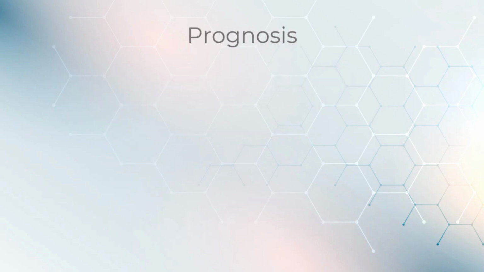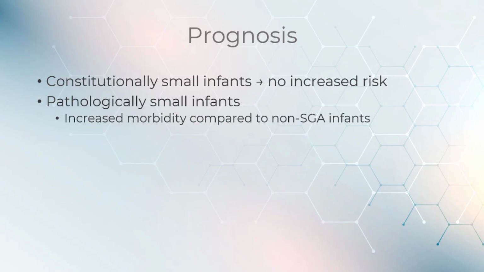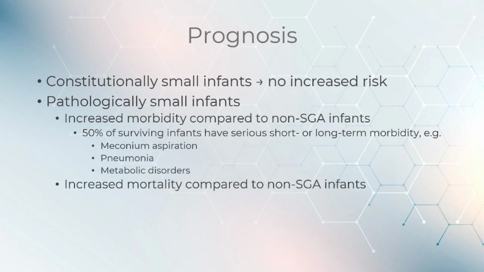production. Prognosis. Constitutionally small infants have no increased risk, but pathologically small infants have an increased morbidity compared to non-SGA infants. 50% of the surviving infants have serious short or long-term morbidity, for example due to meconium aspiration, pneumonia, and metabolic disorders. Pathologically small infants also have an increased mortality compared to non-SGA infants.